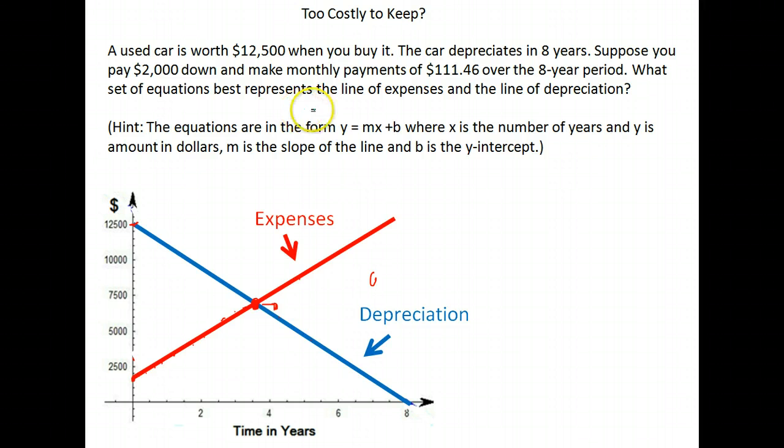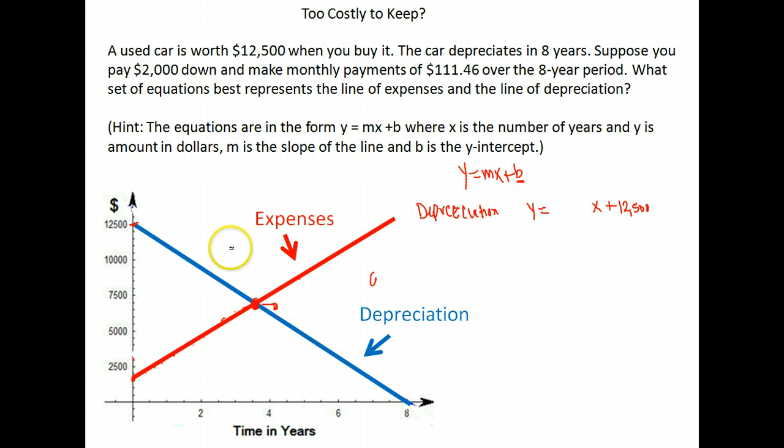It says, what set of equations best represents the line of expense and the line of depreciation? Well, we know how to do this, right? We can do y equals mx plus b. First, let's do the depreciation line. B, the number on the end, is supposed to be the starting value for your line. Over here, notice it started at $12,500. So I know on the end I'm going to be adding $12,500. That's my b part. I know I have y equals something times x.